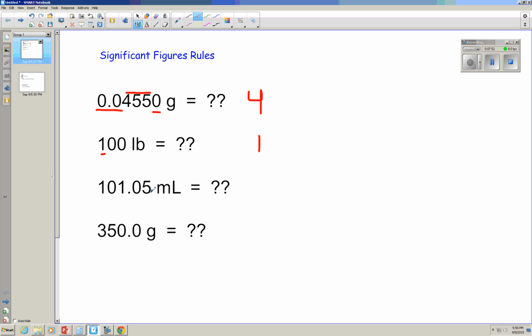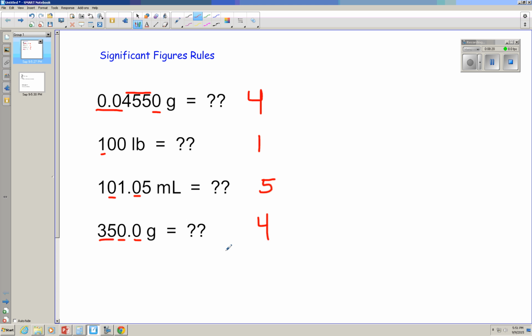Okay, 101.05. We got tons of captive zeros here. Captive 0, captive 0. This could also follow the trailing 0 rule. So this one, 5 sig figs. Last one, at least 2 here. This is a 0, which you kind of call a captive 0 in a way. 0 at the end of a number after a decimal point, after an integer, also 4 sig figs.